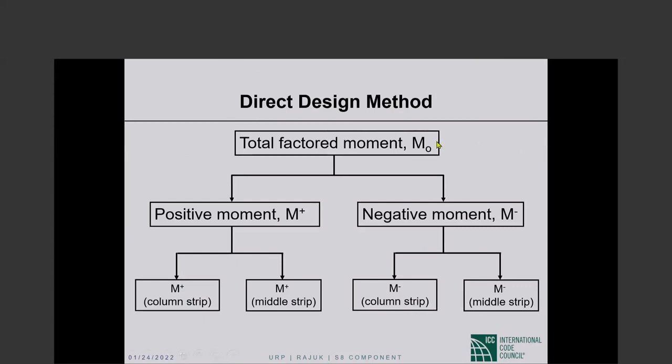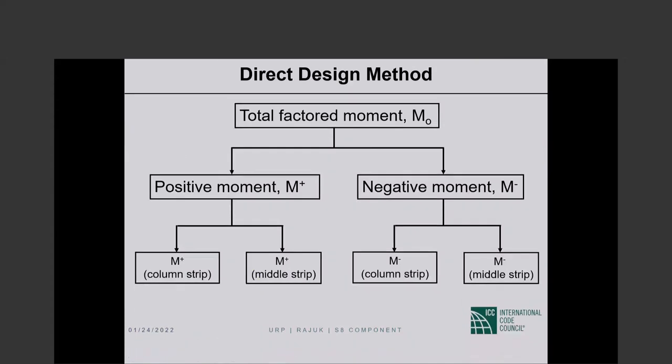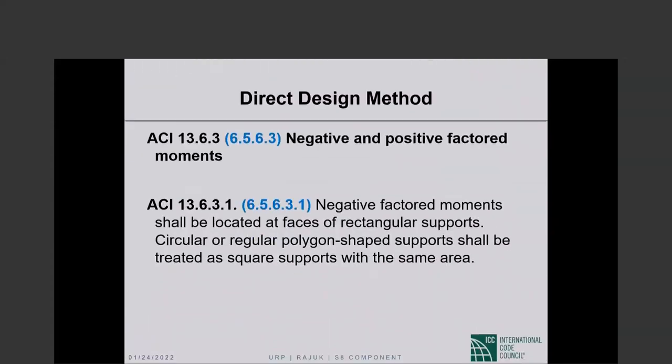So total factored moment M sub 0, part of it is positive bending moment, part of it is negative bending moment, and we will distribute the positive bending moment to column strip and middle strip, and the negative bending moment also to column strip and middle strip.